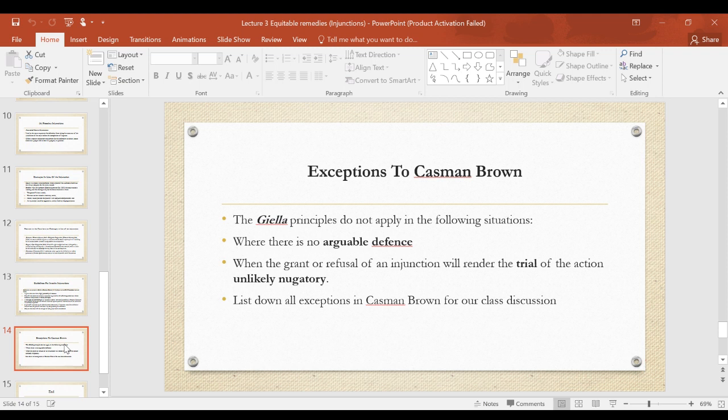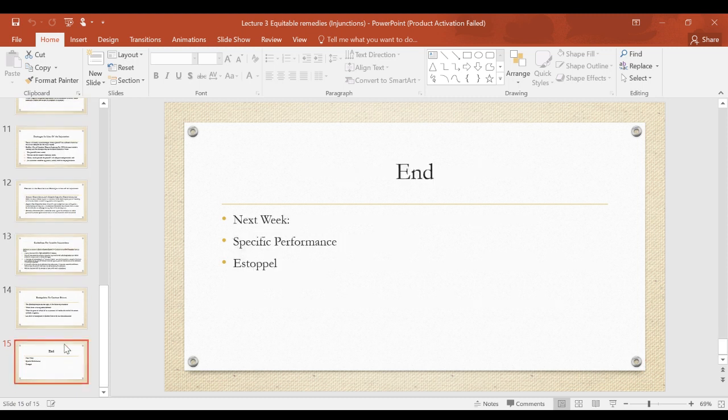Now, for the purposes of our class, I would request that you look at those exceptions to Castman Brown, because they are highly examined, and this whole case of Castman Brown, you should endeavor to read it, because it's one very instrumental case when we are dealing with equitable remedies of injunction. So, at that note, I will end it at this level.